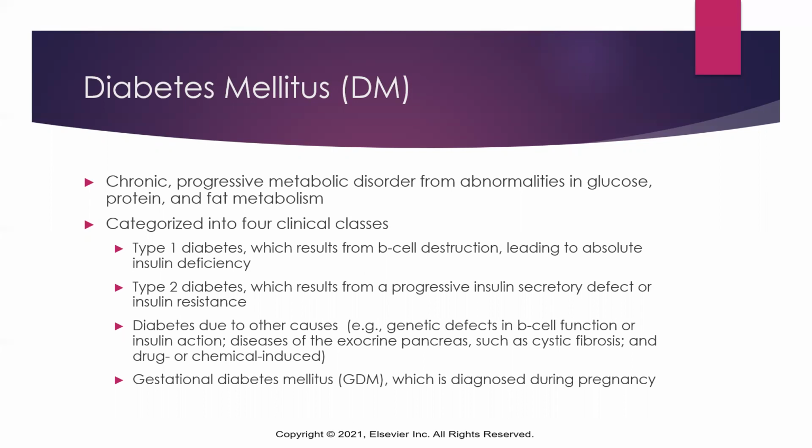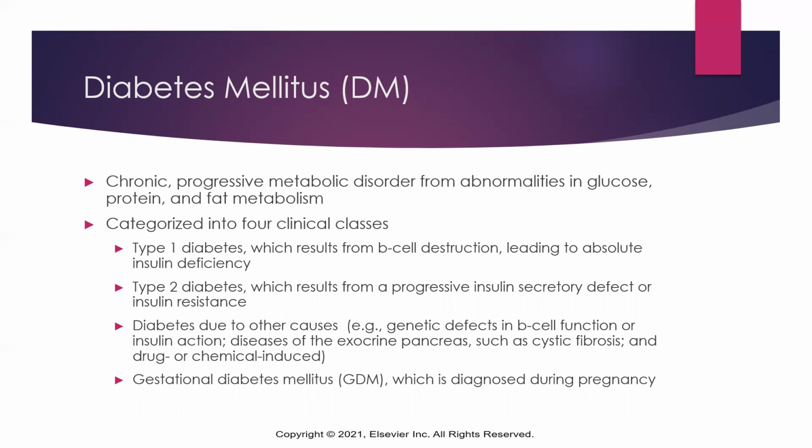So type 1, this one is when we have what type of cell destruction? Complete beta cell destruction, right? So do they make any insulin? This is going to be our absolute insulin deficiency. Type 2, this is going to be a progressive form in which they don't secrete enough insulin or they become insulin resistant. Then we have other causes that can cause diabetes.